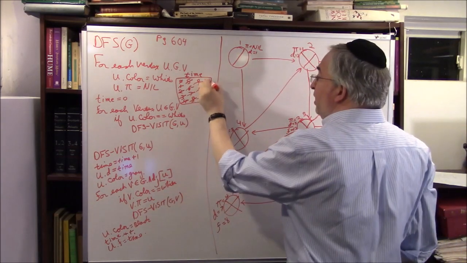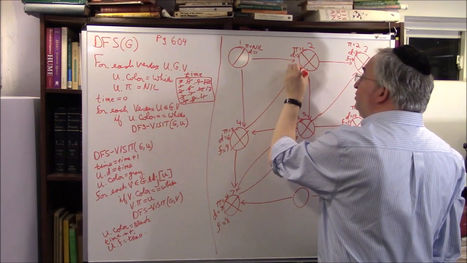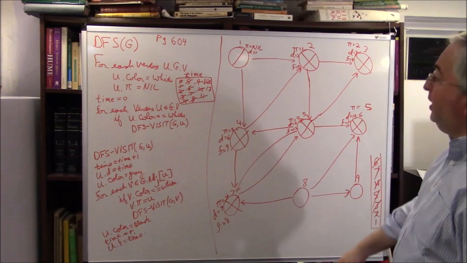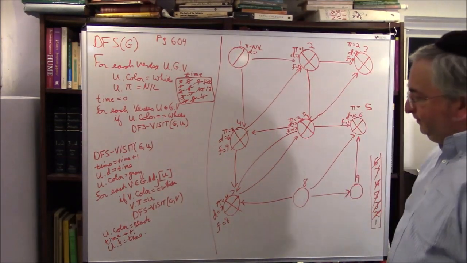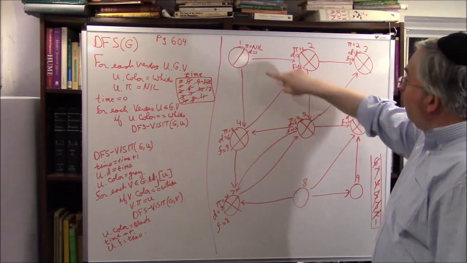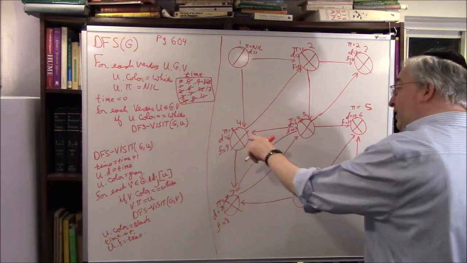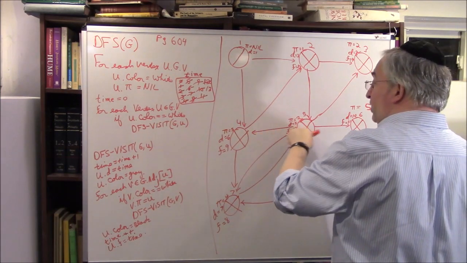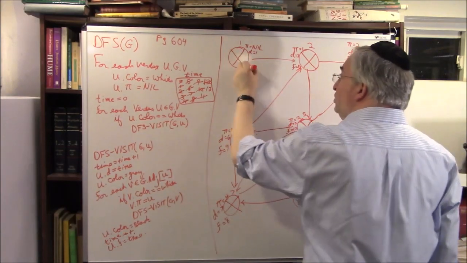We increment the time to 13. The final time is 13. Okay, we are now finished with 2. 2 we cross out. We're back to 1. 1 had 2 children, but we met this child while visiting this child's children. So he is not a child of him. He's a child of him. Parent is 5, not 1.